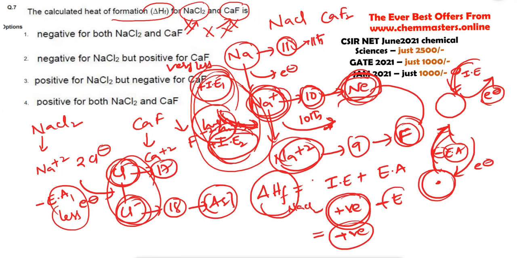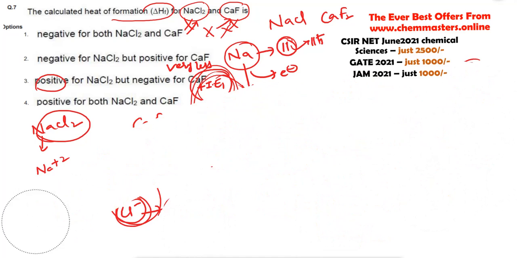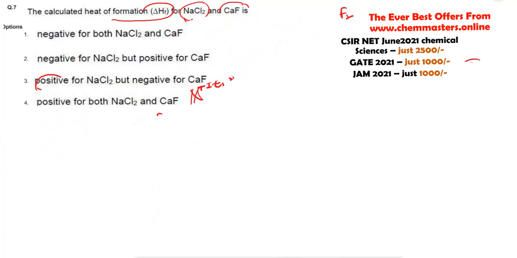So just subtract this. Because the minus value is very small when we compare it with this positive value, that is the ionization energy, which is the sum of the first ionization and second ionization of sodium. That's why the enthalpy of formation of NaCl2 must be positive. Okay, right. Now just come to the next case, that is CaF.